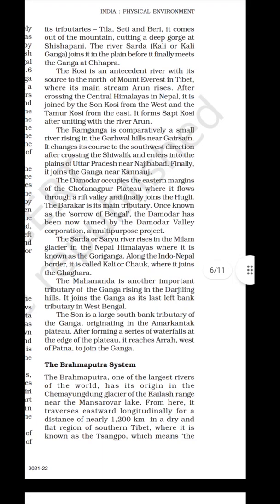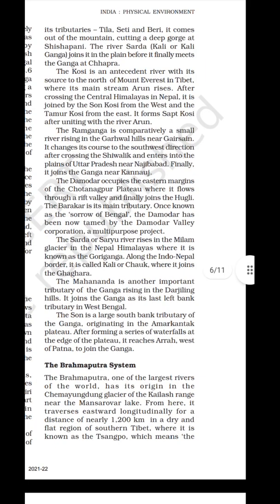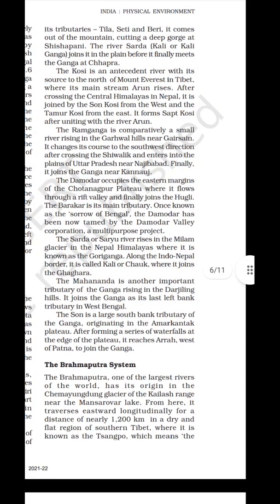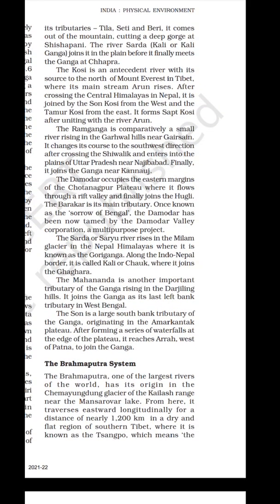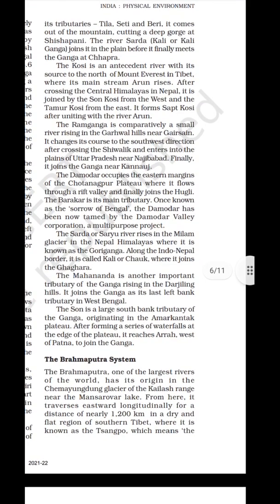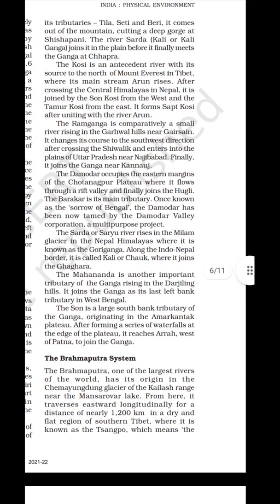The Sarda or Saryu River rises in the Milam Glacier in the Nepal Himalayas, where it is known as the Goriganga. Along the Indo-Nepal border, it is called Kali or Chauka, where it joins the Ghaghara. The Mahananda is another important tributary of the Ganga, rising in the Darjeeling Hills. It joins the Ganga as its large left bank tributary in West Bengal. The Son is a large south bank tributary of the Ganga originating in the Amarkantak plateau, after forming a series of waterfalls at the edge of the plateau. It reaches Arrah, west of Patna, to join the Ganga.